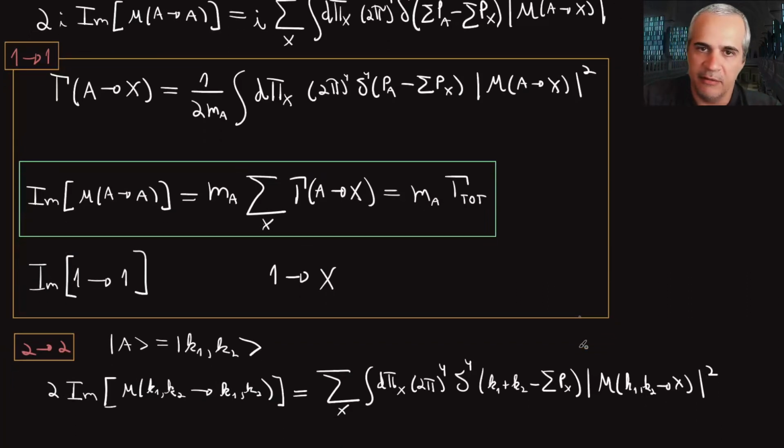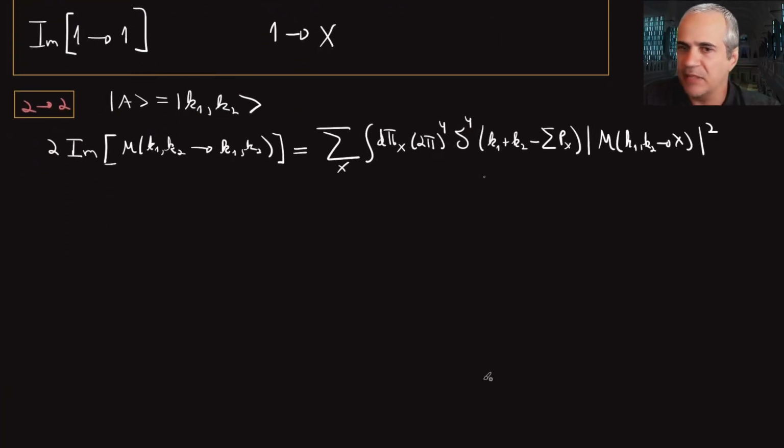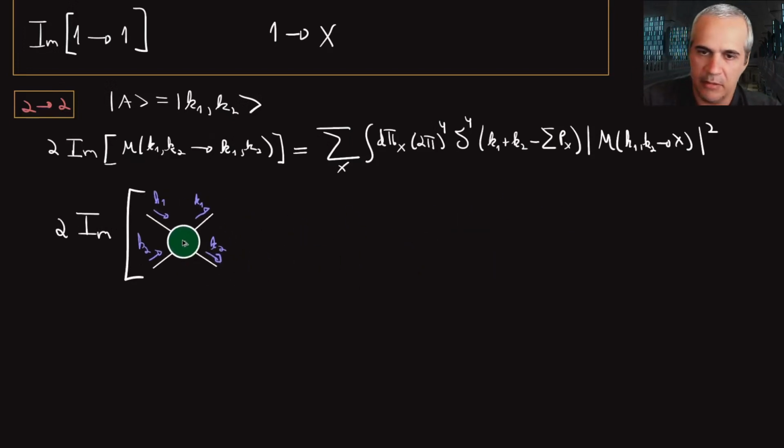So now I can roll back. We don't need that equation anymore. And we can see what we can extract from this two-to-two scattering. The first thing to notice is that we can put this equation into diagrams, and notice it has a very suggestive form. So I can write this as 2 times the imaginary part of this diagram, K1, K2 going to K1, K2.